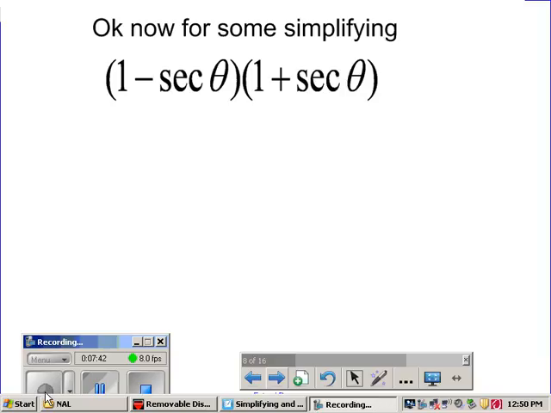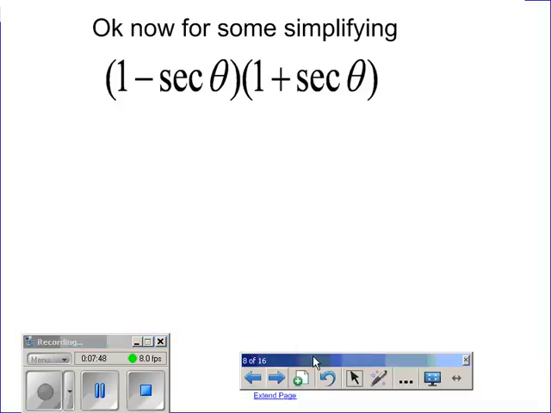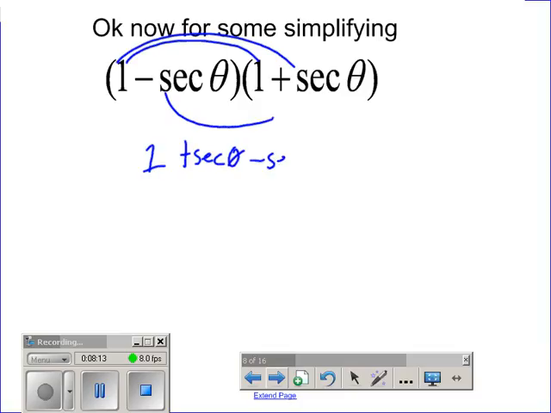So now we're going to move on to some simplifying. What I would do here is go ahead and FOIL this out, because I might get a squared out of it, and I might be able to deal with one of my Pythagorean identities. So 1 times 1 is 1. 1 times secant is plus secant theta. Here times 1 is minus secant theta. And this times here is going to be minus secant squared theta.